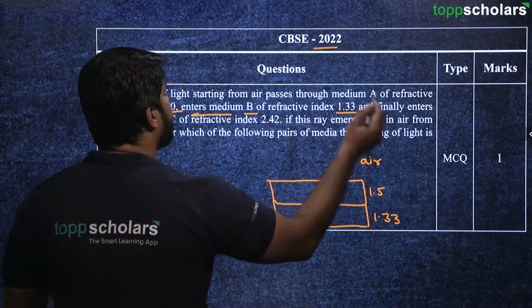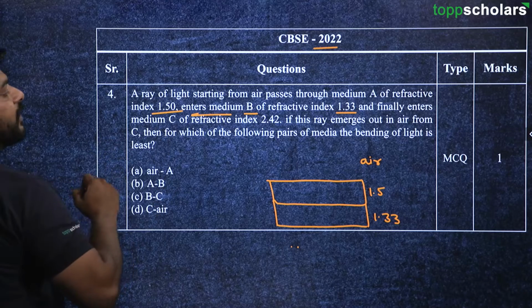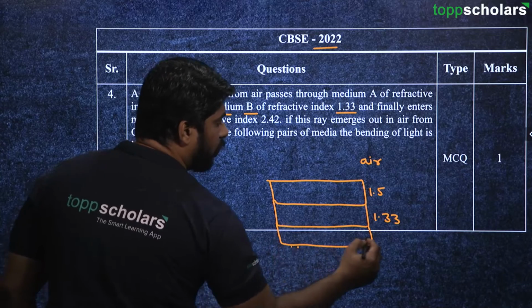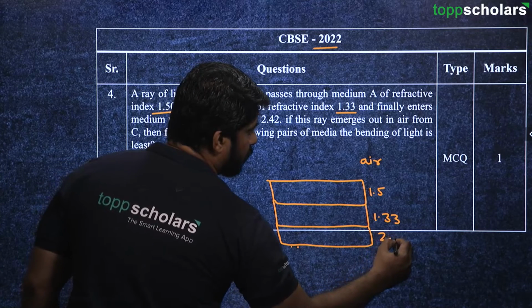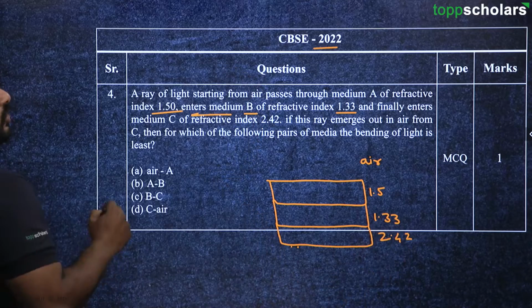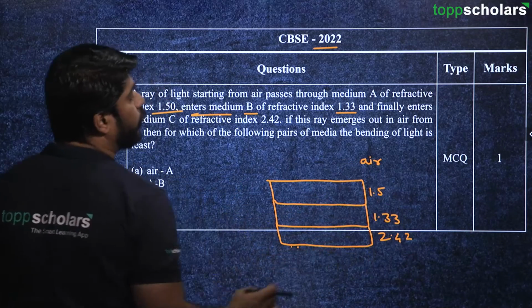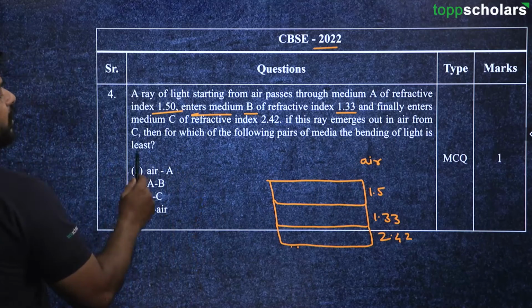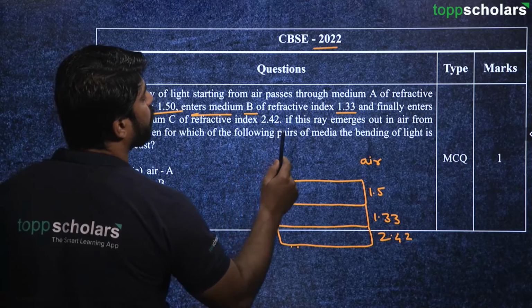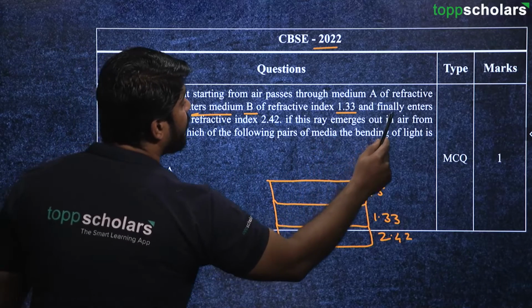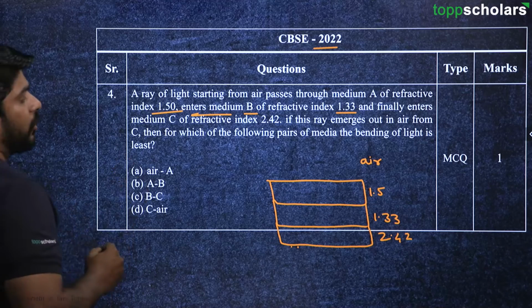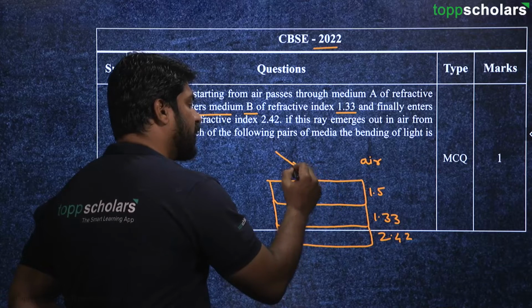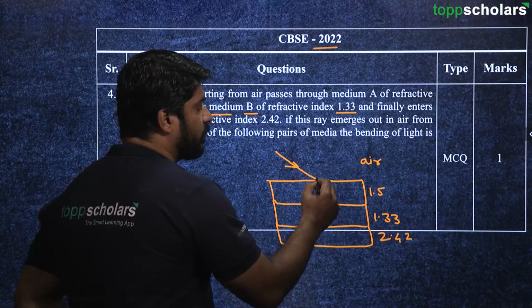Then finally it enters medium C of refractive index 2.42. Basically this is the refractive index of diamond, as we know. So the air is also there, so 4 mediums are there. If this ray emerges out in air from C, then for which of the following pairs of media is the bending of light least? So first, let's say this is the ray that is entering here. Definitely here there will be some bending.